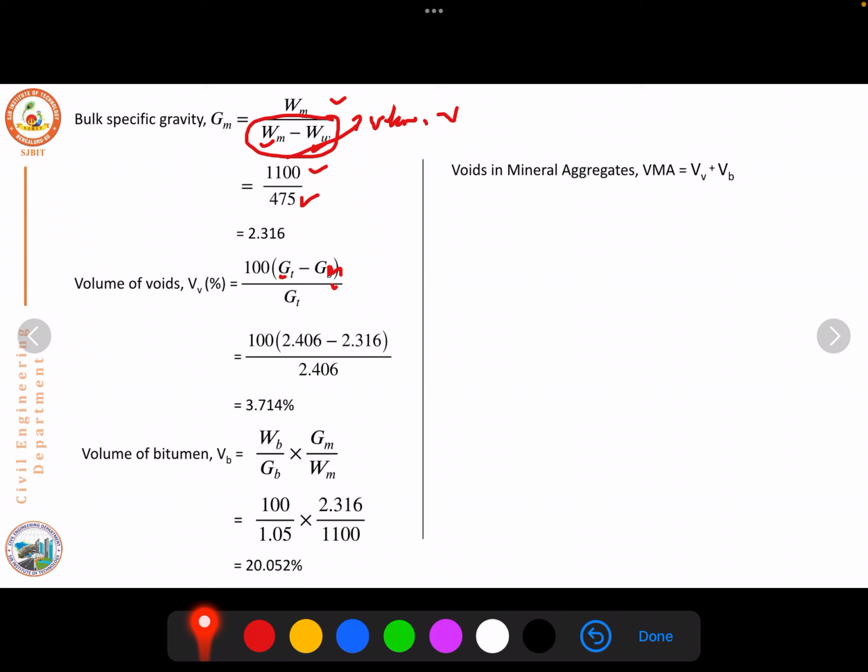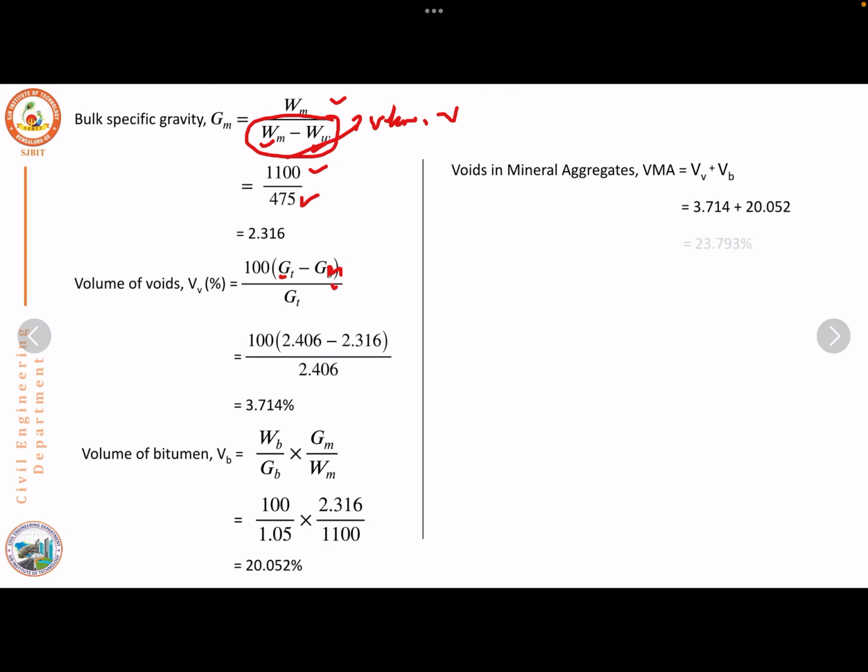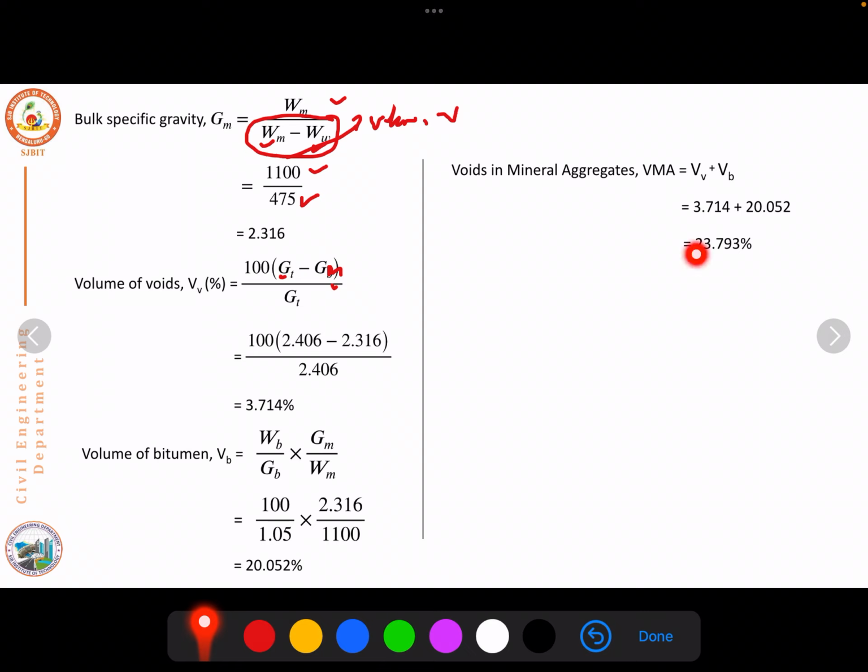Once you determine the volume of bitumen and the volume of voids, we can estimate the total voids in the mineral aggregate. The total voids in the mineral aggregate are partly filled with air, that is VV, and the rest is filled with the bitumen, that is VB. Substitute the VV and VB we have already estimated and find the voids in mineral aggregates. We have got that as 23.793%.